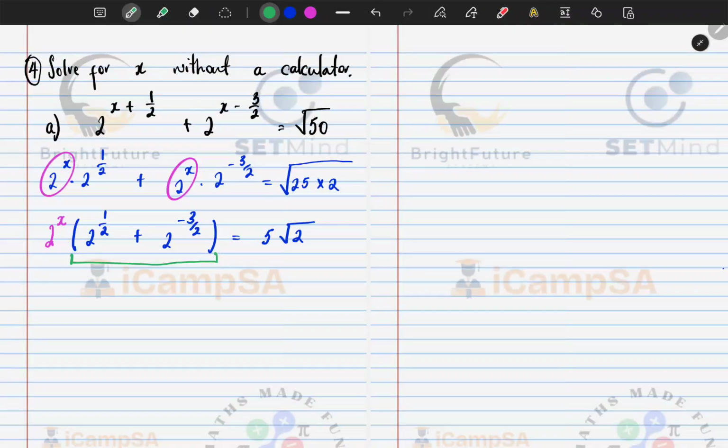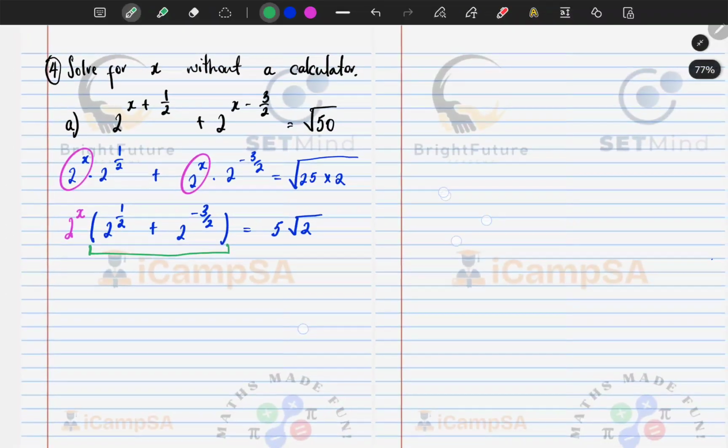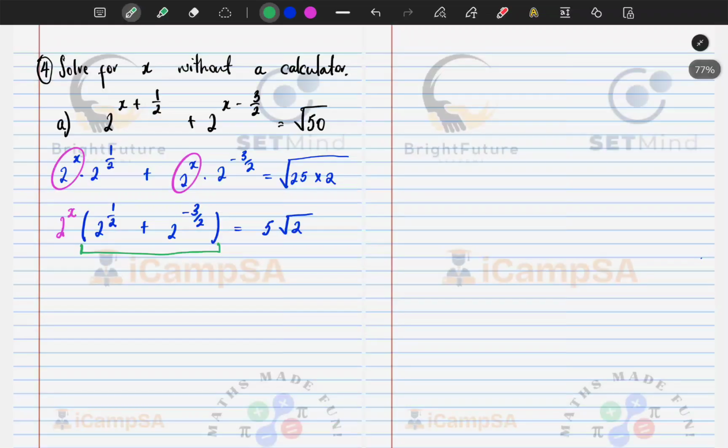So here now you have something interesting, which is this one. You need to simplify it without a calculator, and the best way we are going to do that is from your exponential laws. Anything raised to the power of half is the same thing as a square root, right? So if you have 2 to the power of 1 over 2, that's going to be the same thing as your root 2.